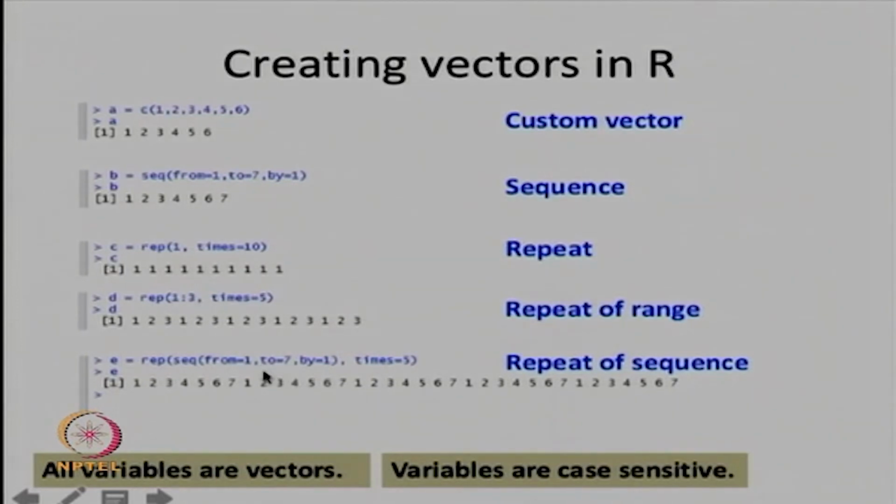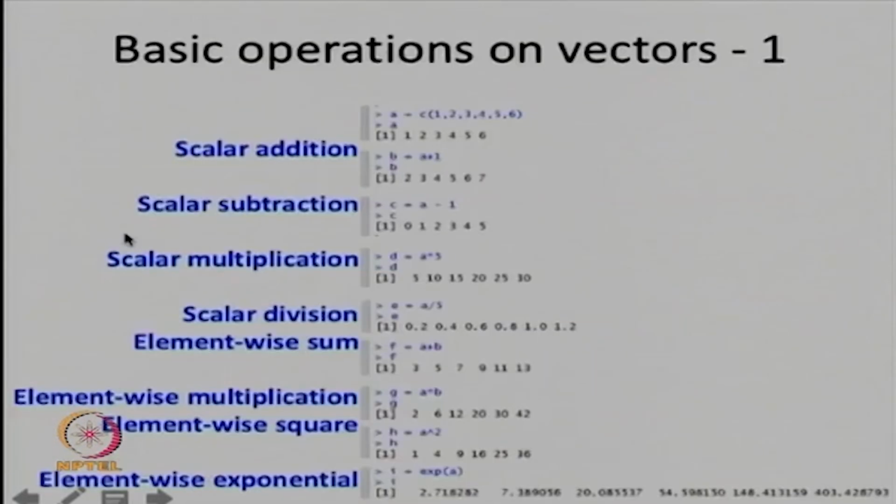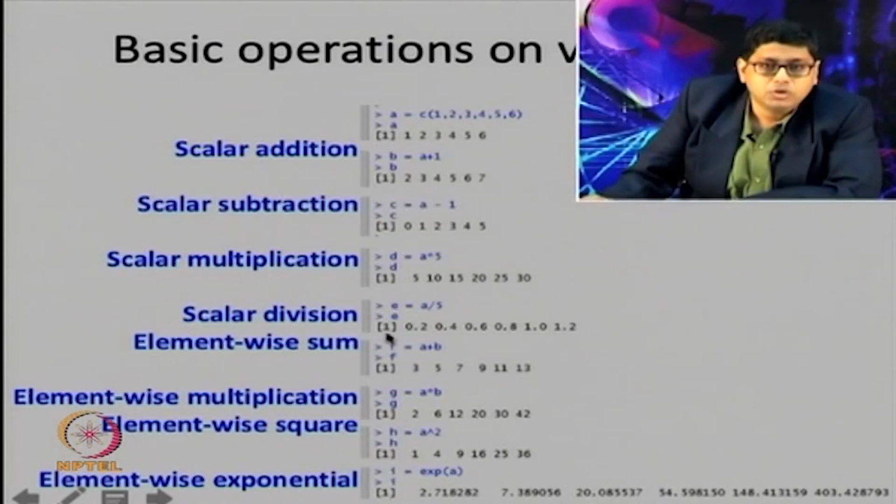Of course, you need to remember that these are case specific. In one line you write b, in the next line you write capital B, you will be shown an error. We also briefly discussed basic manipulations like addition, subtraction, multiplication, division. Please note that if you have a vector A, when I write B is A plus 1, 1 is getting added element wise. So, you are getting 2, 3, 4, 5, 6, 7 from 1, 2, 3, 4, 5, 6. These operations operate on an element wise basis.